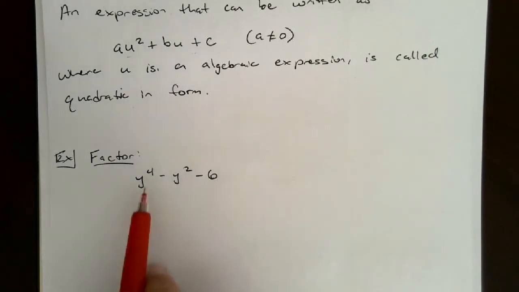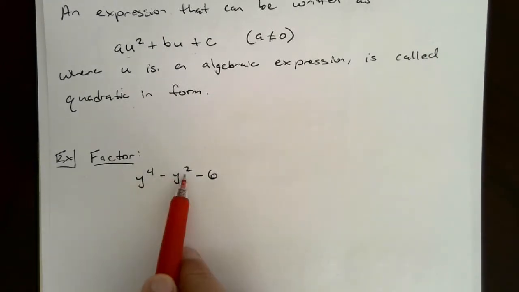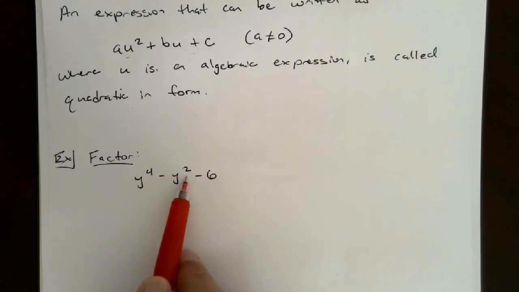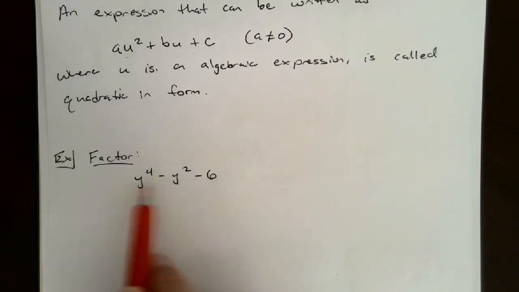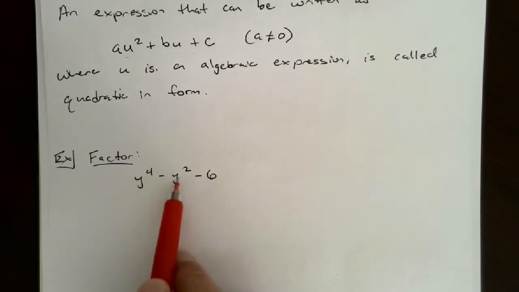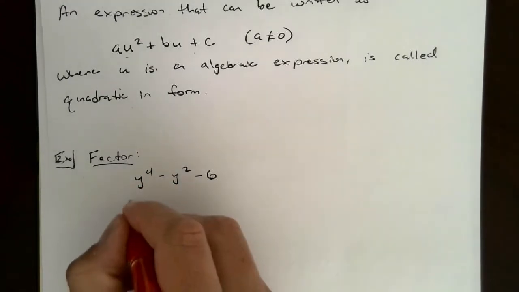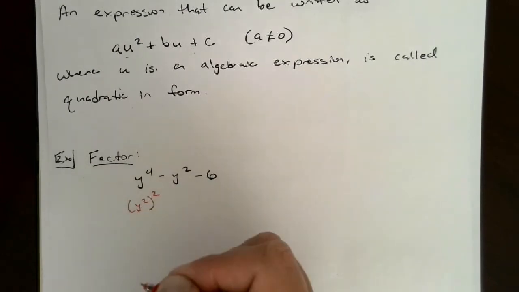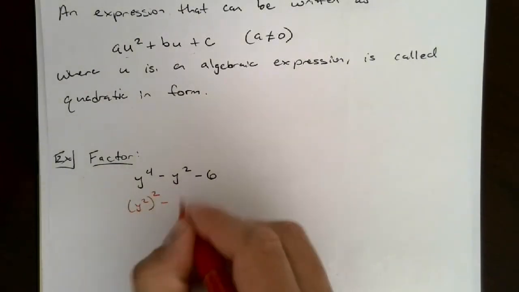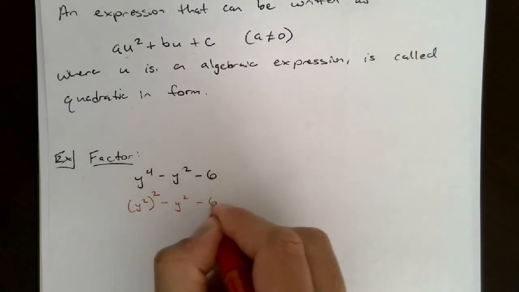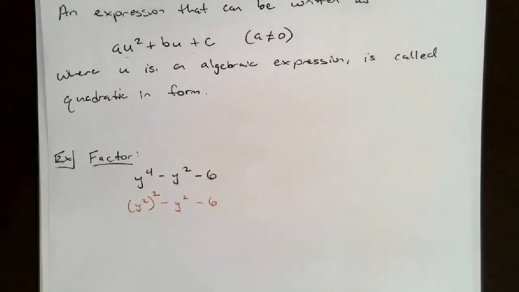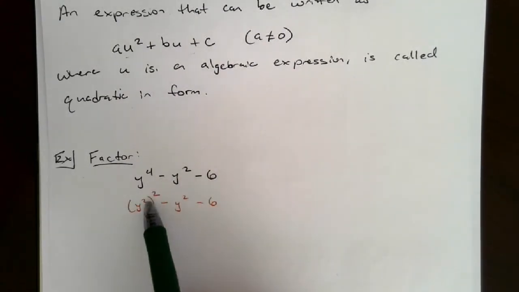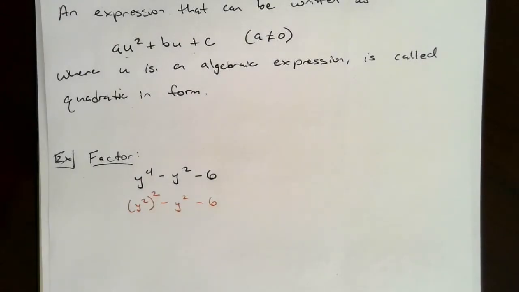So the way we notice this is that we see y to the fourth here and we see y squared, and we see this power is actually double this power. So what I can really do is write this as whatever this variable is to the power of 2. So y to the fourth is the same as saying y squared, to the second power, minus, we're going to keep this as y squared minus 6. And the reason we know this is that 4 divided by 2 gives us 2. So that's how you know that's the power there.